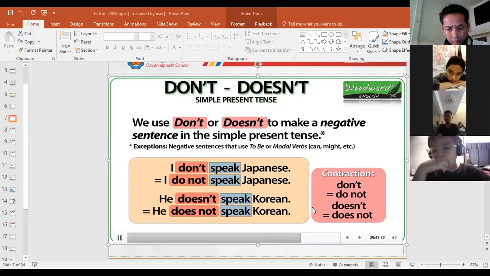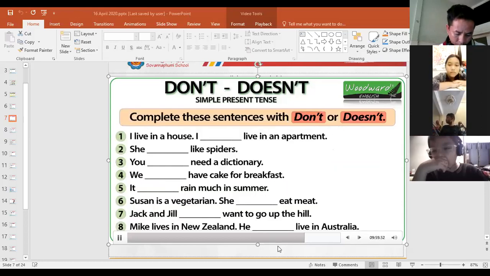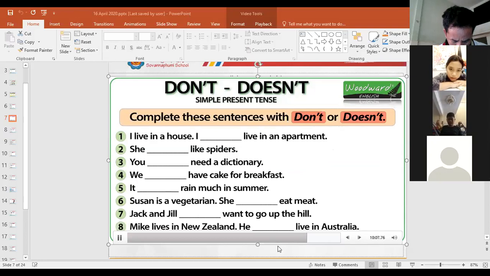Complete these sentences with don't or doesn't. Click pause to give yourself more time to complete this activity. The answers will appear in 5 seconds. We will begin.